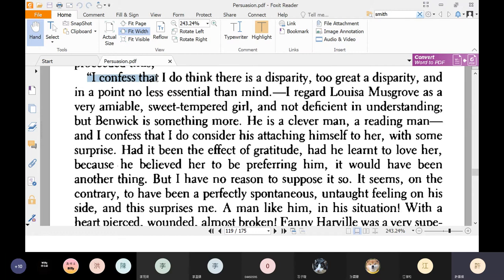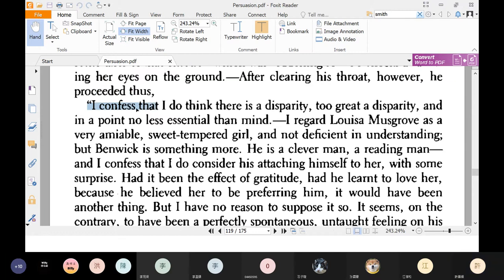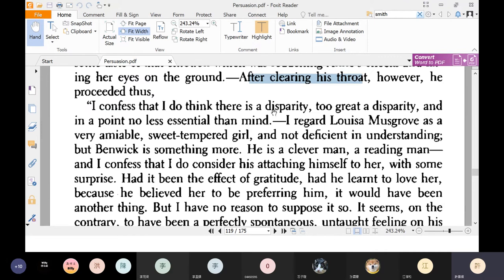"I confess," Wentworth continues, right, after clearing his throat, he proceeded thus, so he continued. "I confess that I do think there is a disparity, which means a difference, too great a disparity, and in a point no essential than mind." So he thinks that perhaps the one problem this marriage might face is the difference in mind or mindset, or even we might say education, between Louisa and Benwick.